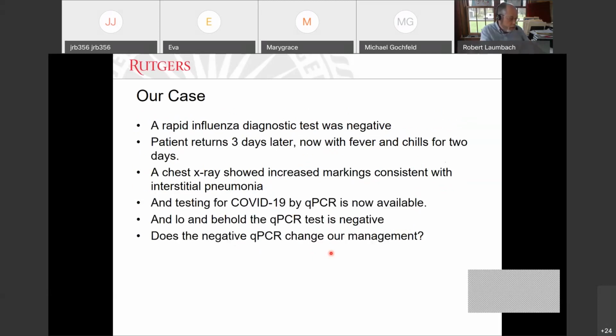So any comments on that from anybody? Any of the residents? It may be some sort of bacterial pneumonia. Right, so that's a possibility, certainly, right? So it might truly be a true negative test for COVID-19.